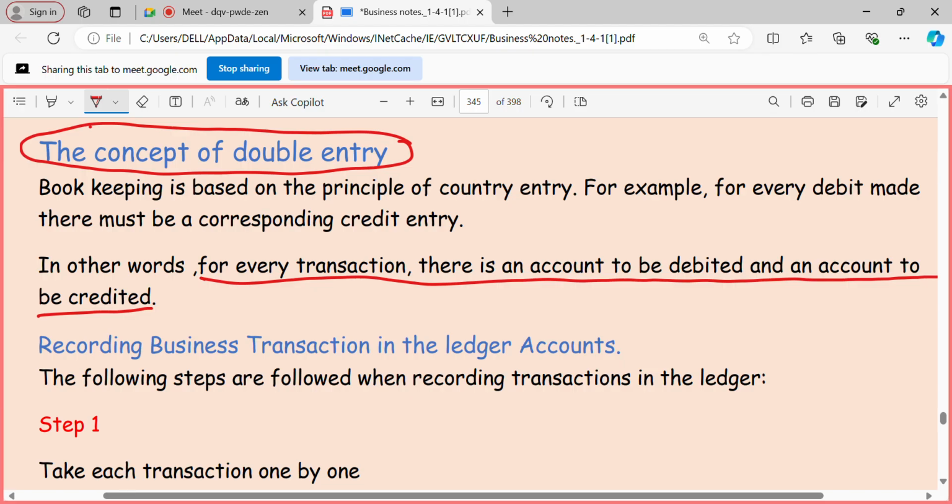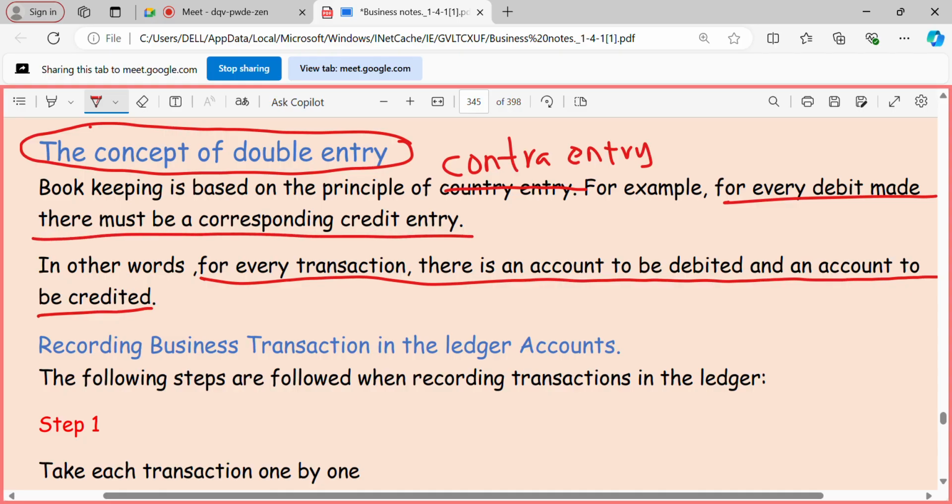Okay, ledgers have something called the concept of double entry. For every transaction, there is an account to be debited and an account to be credited. That is what we mean by concept of double entry. So bookkeeping is based on the principle of contra entry.